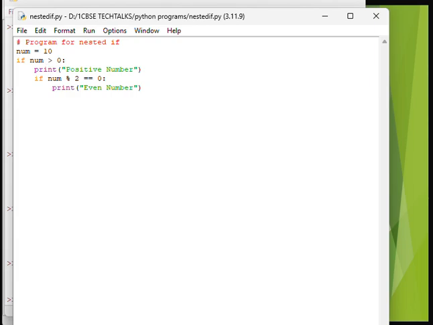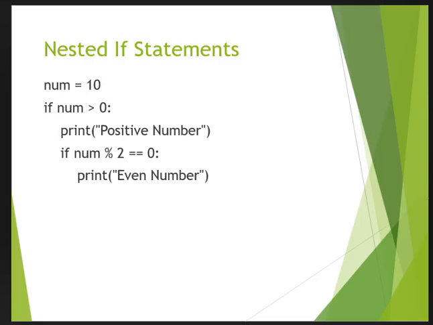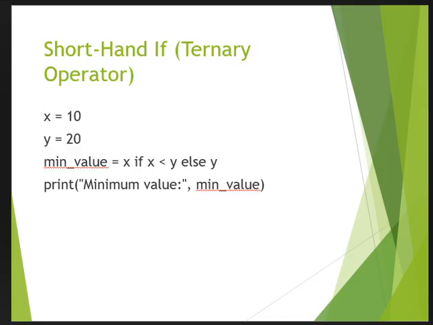Okay, the next variation of if is shorthand if, or you can say ternary operator. Now we have three types of operators: unary, binary and ternary. Unary will have only one operand, binary will have two operands, ternary will have three operands. If you're a keen observer, here x equals 10, y equals 20, minimum value equals x. Now the value of x will be assigned to the variable minimum value.